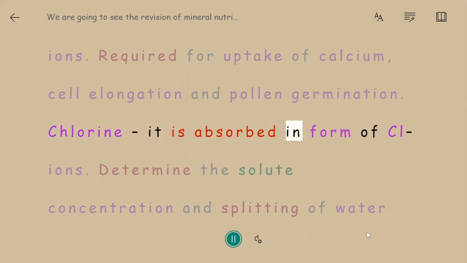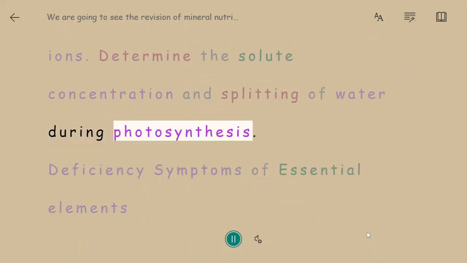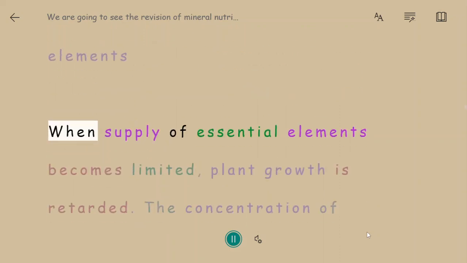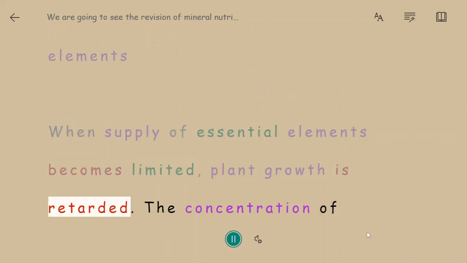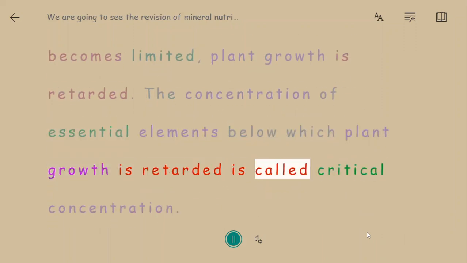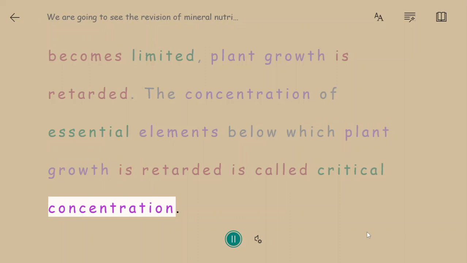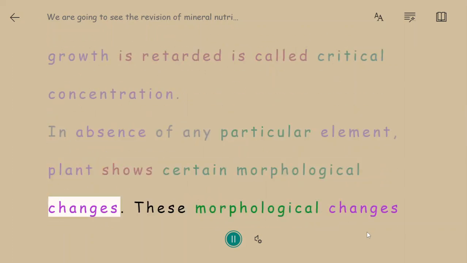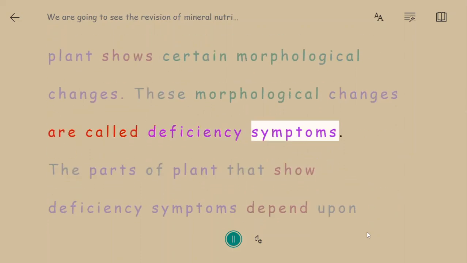Chlorine is absorbed in the form of Cl- ions. It helps determine the solute concentration and the splitting of water during photosynthesis. Deficiency symptoms of essential elements. When the supply of essential elements becomes limited, plant growth is retarded. The concentration of essential elements below which plant growth is retarded is called critical concentration. In absence of any particular element, the plant shows certain morphological changes. These morphological changes are called deficiency symptoms.